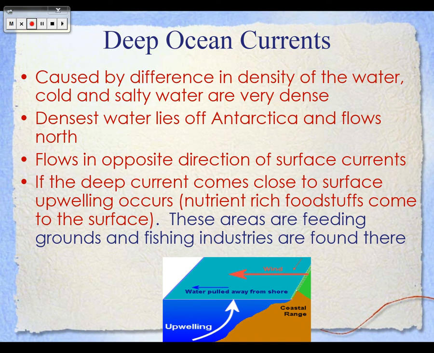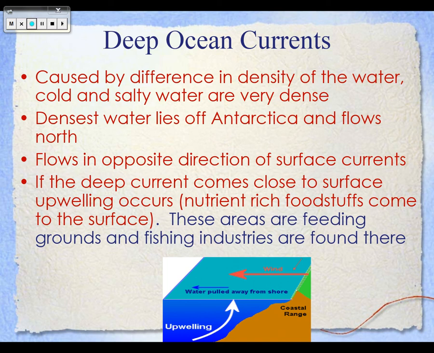If the deep ocean current comes close to the surface, you have something called upwelling occur. And upwelling is honestly a really great place for commercial fishermen to be, because you have this nutrient-rich food stuff from the bottom of the ocean.